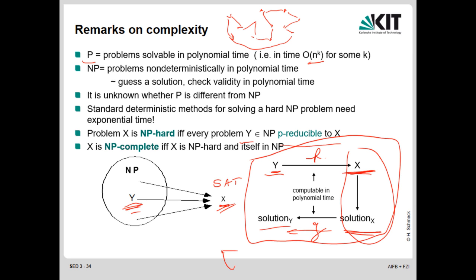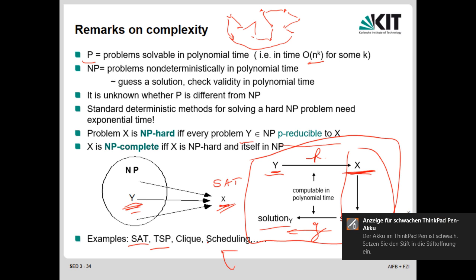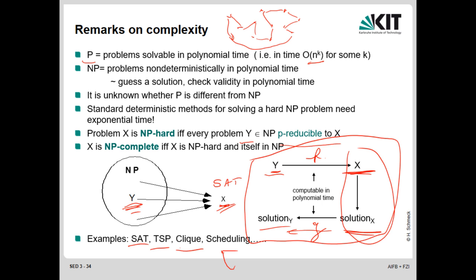Now, if you have an NP-complete problem, you know this is a difficult problem. Examples are the satisfiability problem, the traveling salesperson problem, the clique problem, whether you have a subset of a graph where all the elements are completely connected, or scheduling problems, and so on.